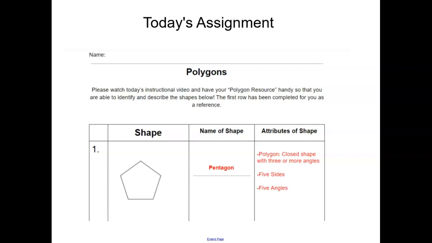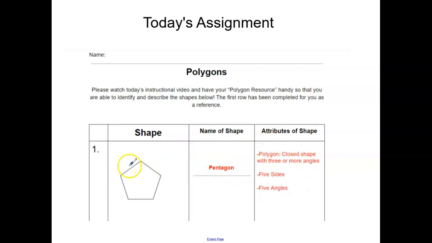This is your assignment for today, boys and girls. Please watch this video as many times as you need to feel very comfortable. The first question has been completed for you. So boys and girls, make sure you have your Polygon vocabulary sheet right next to you so that you're able to count the sides and angles of each shape so that you're able to say the name of the shape and the attributes of the shape.